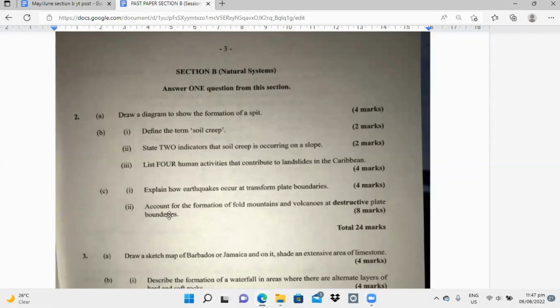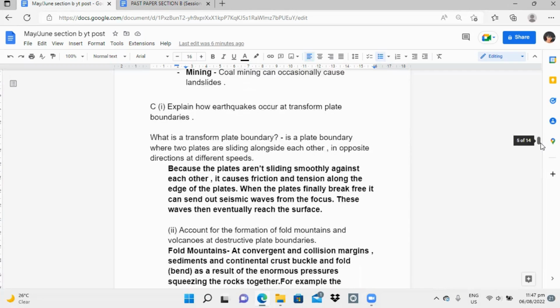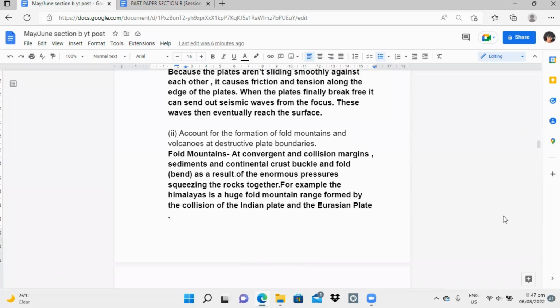So, account for the formation of fold mountains and volcanoes at destructive plate boundaries. Destructive plate boundaries is another word for convergent plate boundaries. Basically, these are plate boundaries that are colliding together. So we have transform, which are sliding alongside one another, and we have divergent, where they are moving apart. Convergent or destructive, as the question has it here, is where the two plates are coming together.